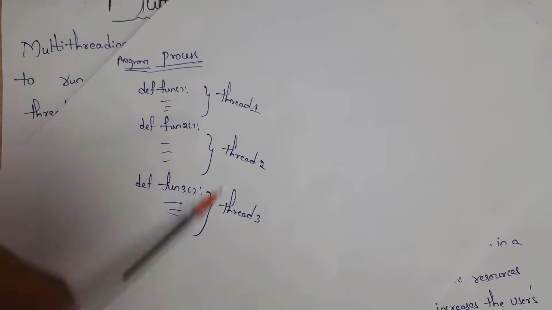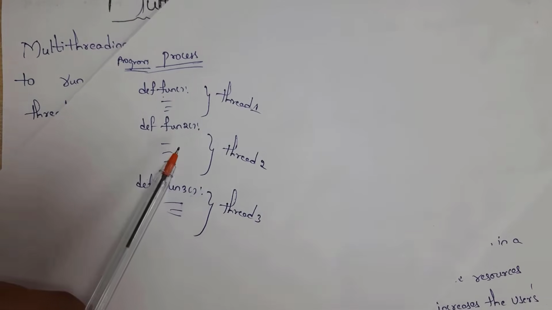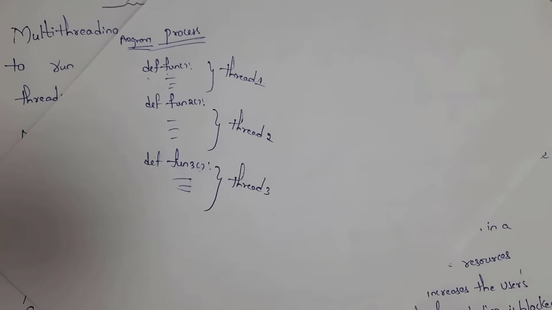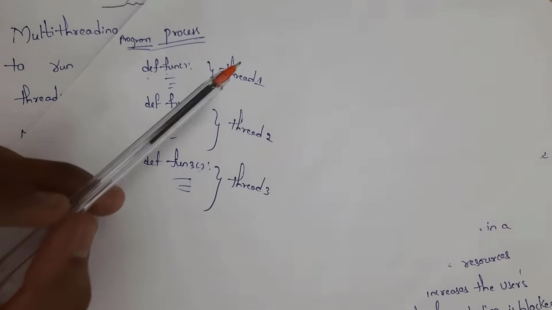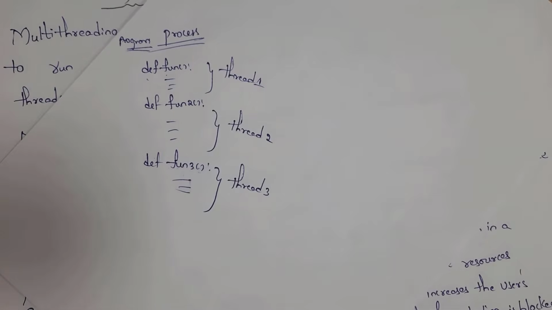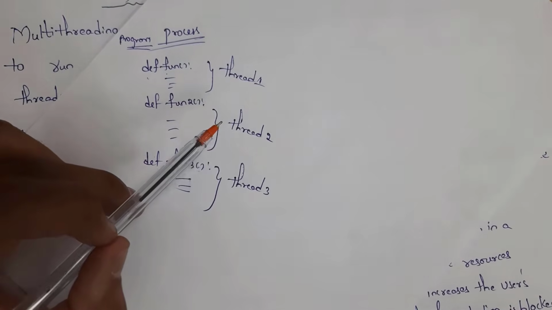In this Python program, total there are 3 functions. This function is handled by thread 1 and this function is handled by thread 2 and this function is handled by thread 3. In Python by default only one thread will be executed at a time. That is nothing but at first it will execute thread 1, after that it will execute thread 2, at last it will execute thread 3. Only after executing one thread, other thread will be executed. This process is known as serial execution.